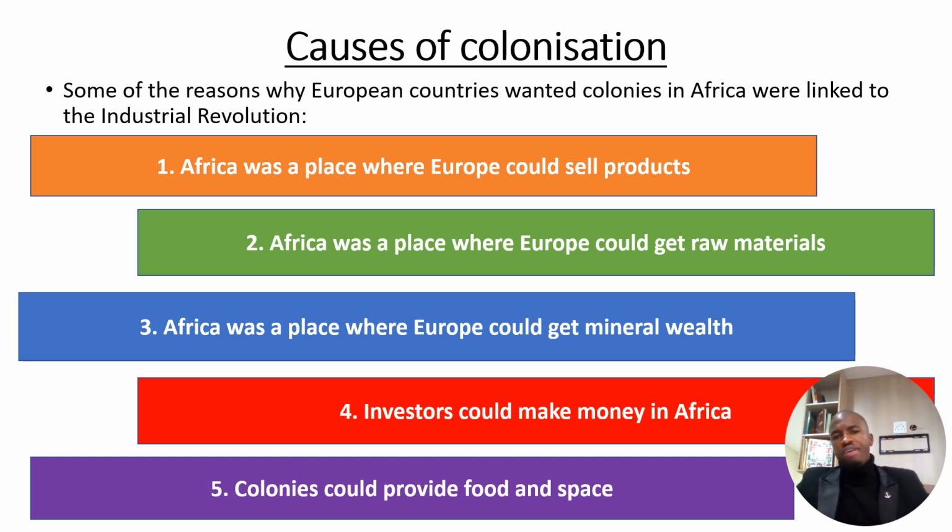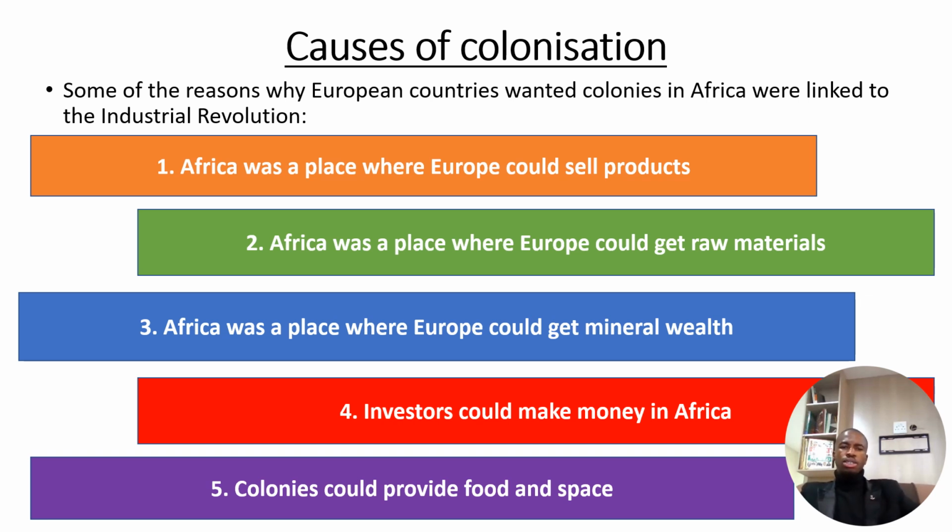First of all, Africa was a place where Europe could sell products. Secondly, Africa was a place where Europe could get raw materials. Now, when you speak of raw materials, we are speaking of materials such as water, wood, you understand? All those materials that are not minerals, but just something that you find in nature. Land is included there because it is a raw material, right?